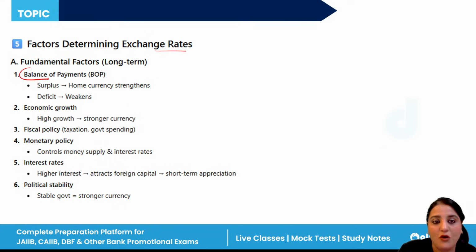So it also helps in economic growth, because if the economy is growing well, that means there is a stronger currency. Fiscal policy means the policies implemented by the government for taxation and government spending, which also affect the foreign reserves. Monetary policy controls the money supply and the interest rate, and interest rates also attract foreign capital. For political stability, if a stable government is there, that means a stronger currency.